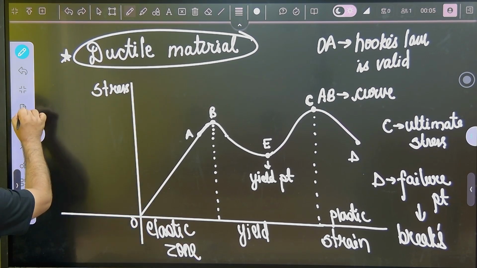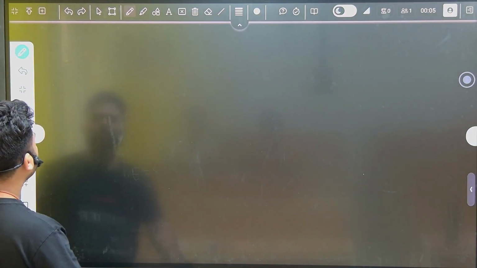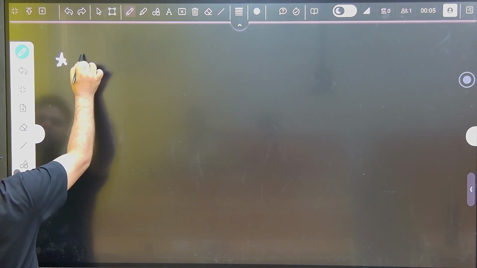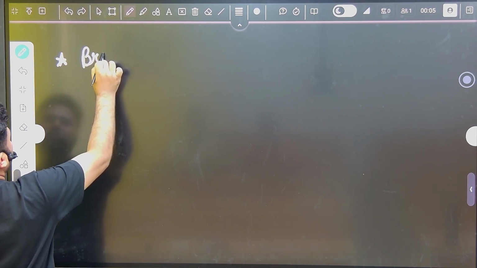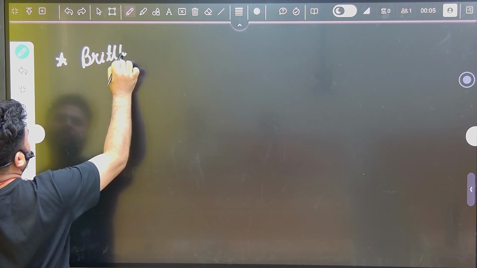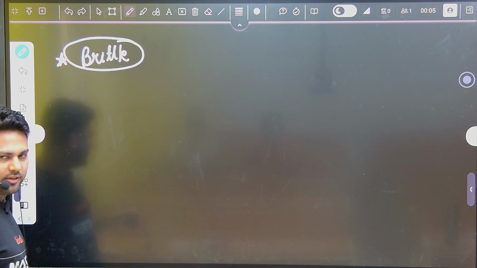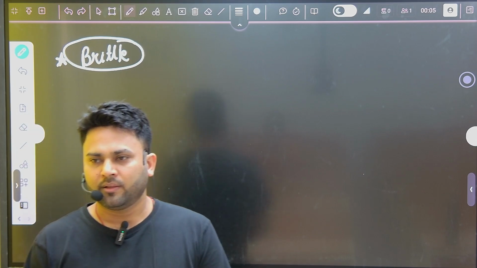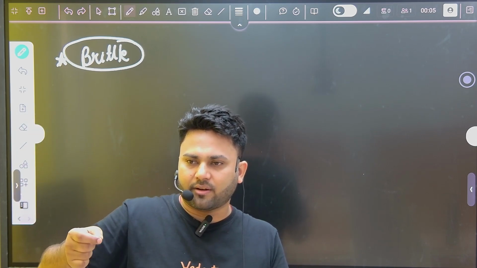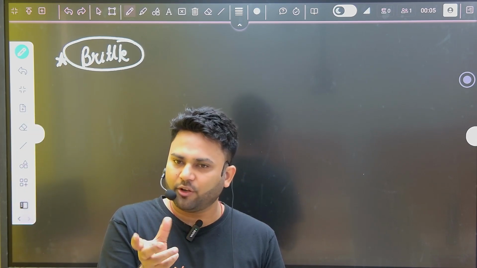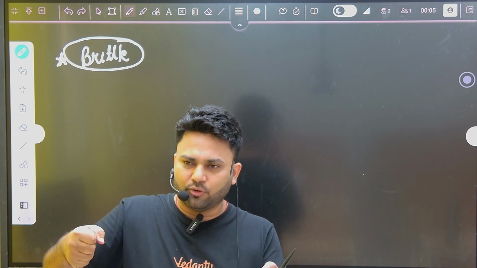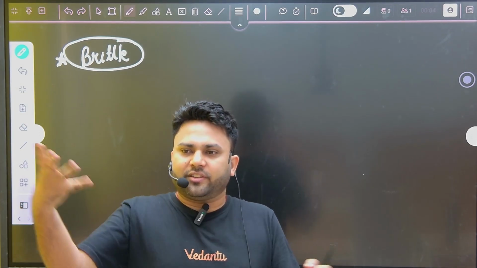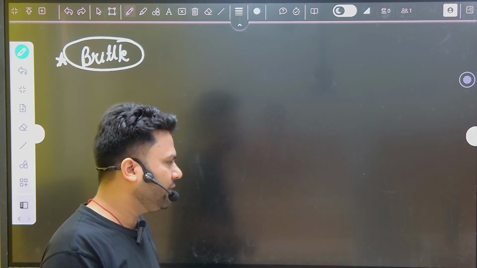Correct. Then we have this graph for brittle materials. Brittle materials, you know, no? The materials that break, they will not turn into thin wires. They will directly break, like glass. Glass will not become like thin wire. Suppose there is a glass, made of glass, and I am trying to apply force. So suddenly it will break. Okay, it will not turn.